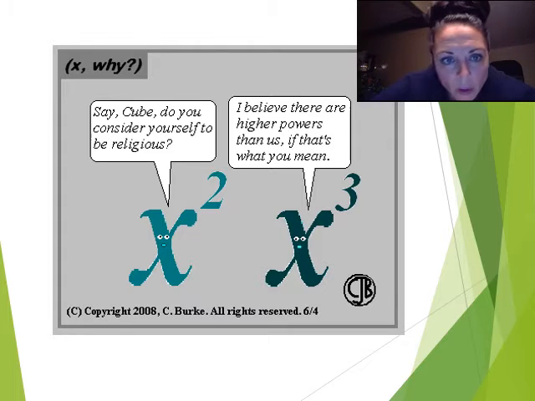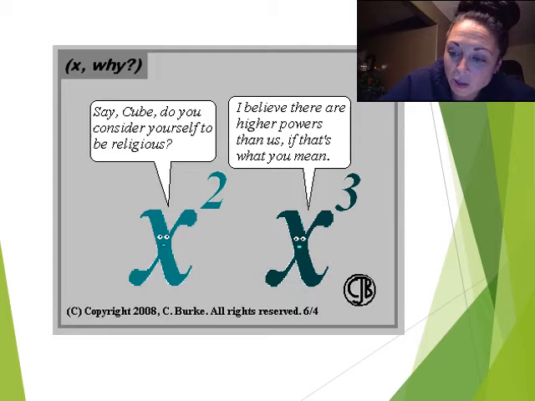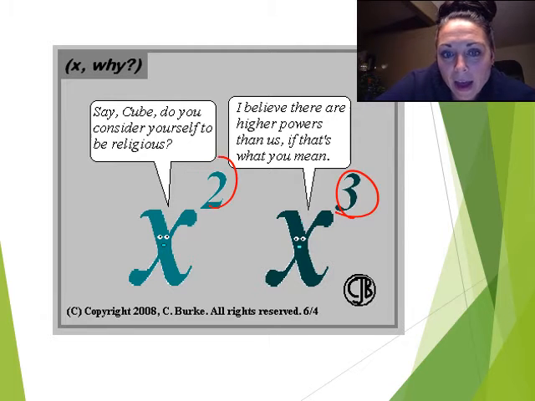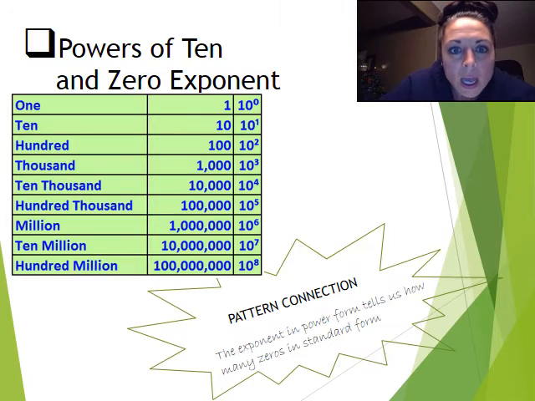So just a little math humor here for you. Say, hey, Cube, do you consider yourself being religious? I believe there are higher powers than us, if that's what you mean. X to the power of 3, get it? Higher powers. X to the side squared. So just a little math humor for you.